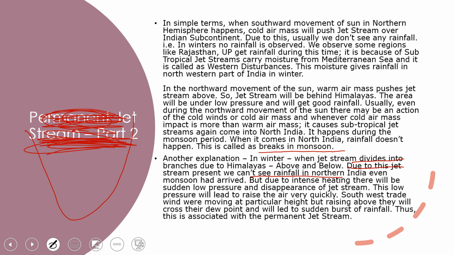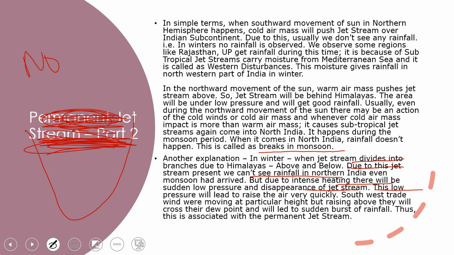But due to intense heating, when there is sudden low pressure and disappearance of the jet stream, if intense heating takes place, then there will be a sudden low pressure zone. Like see, you will not see no rainfall every time. In some years it happens like that, but every year this phenomenon occurs and intense heating takes place, and ultimately this will help in the burst of monsoon.